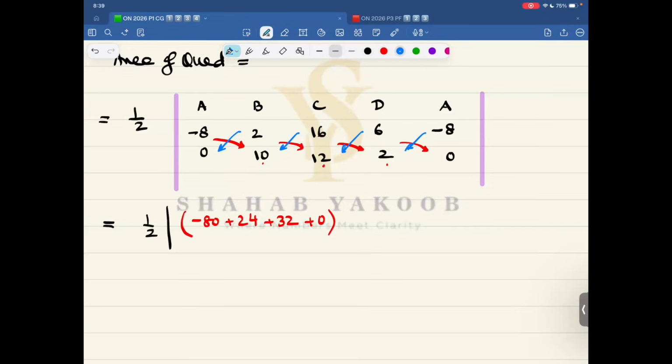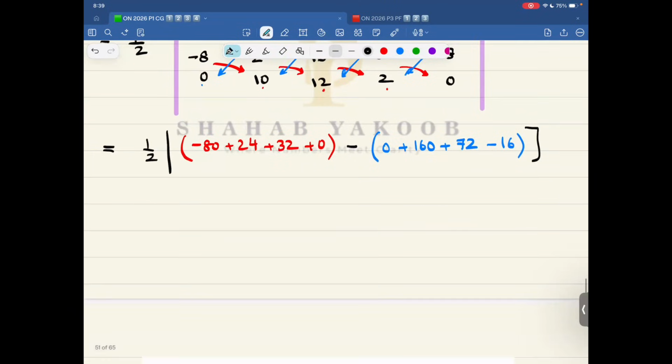Let me focus on the blue thing. 2 into 0 is 0. 16 into 10 is 160. 6 into 12, that is 72. And negative 8 into 2 is negative 16. Let me close the bracket. Don't forget there is a negative sign over here.